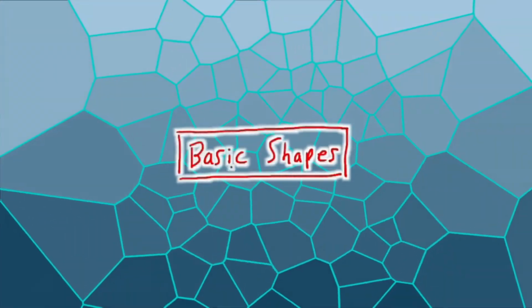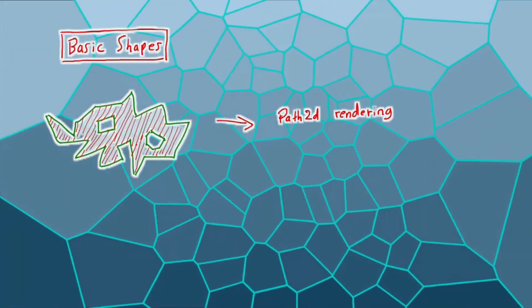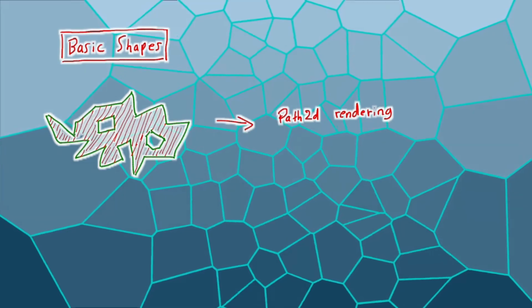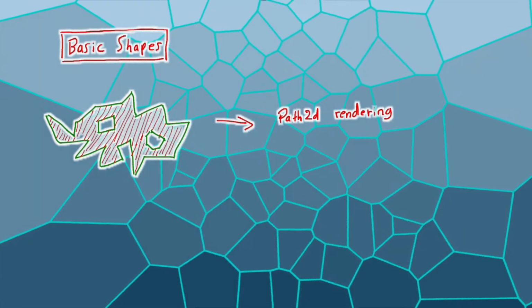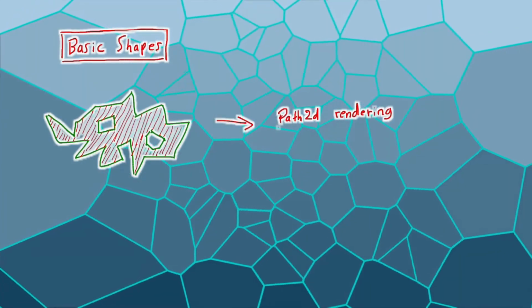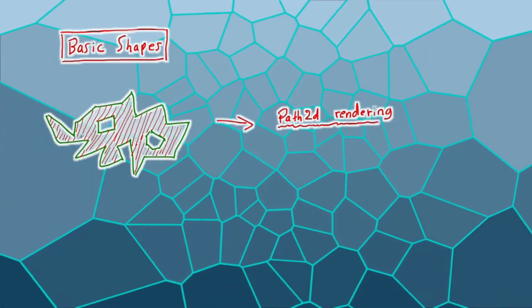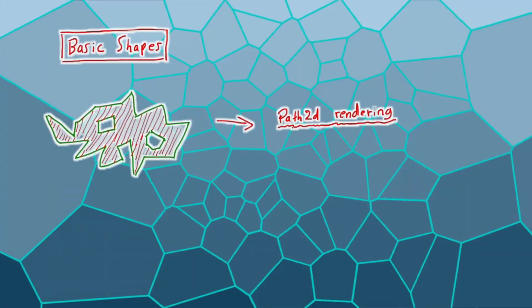So let's focus immediately on the basic shape concept. So the main idea is that when you need to render a very complex shape, like this one for instance, with maybe some holes in the middle, then you can definitely go and use the Path 2D rendering system that we have available by default, and that would be the best solution.